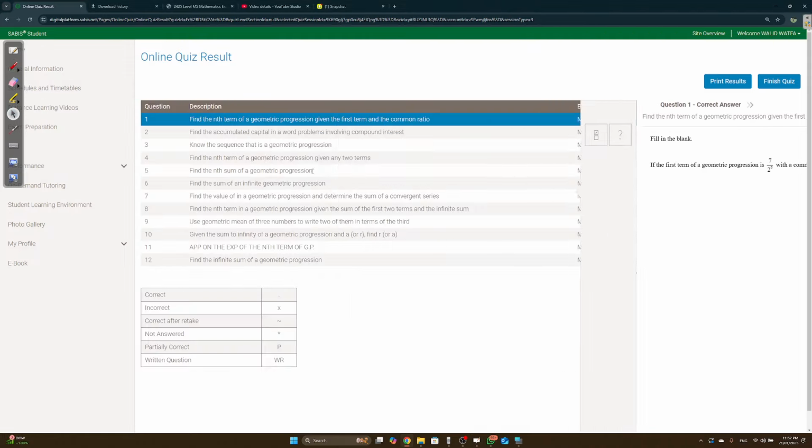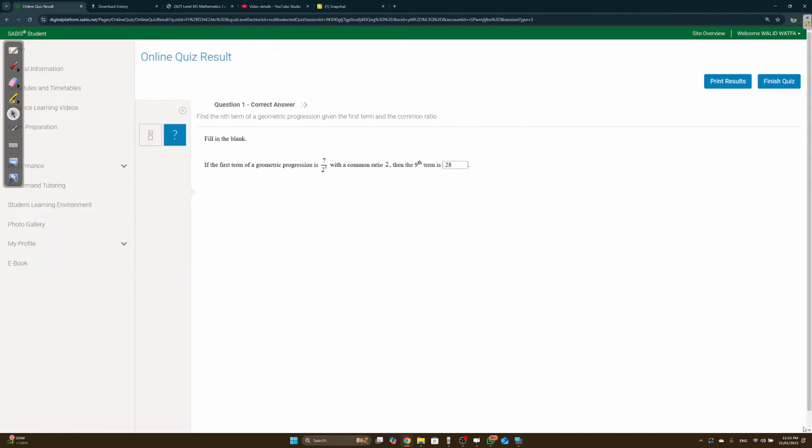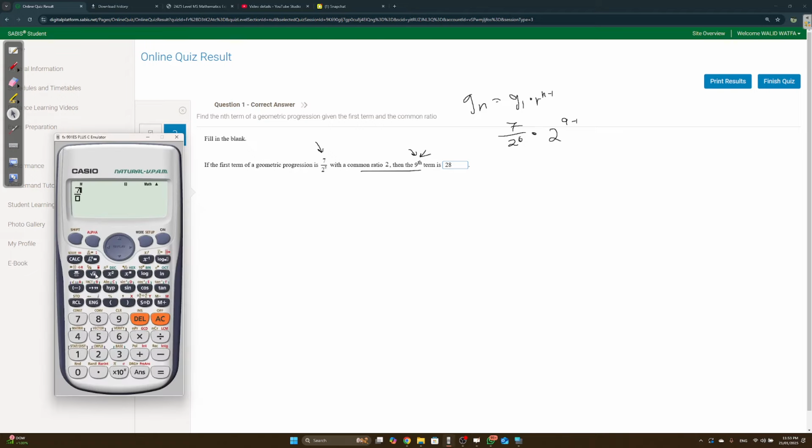Okay, 6.3 geometric progression. It's 12 questions. It's 11:53. I want to get it over with. The first term of a geometric progression is 7 over 2 to the power of 6 with common ratio 2. Then the ninth term is what? You know that any gn is equal to g1 times r to the power of n minus 1. So g1 is 7 over 2 to the 6 times r, which is 2, to the power of 9 minus 1. Do it on your calculator. 7 over 2 to the power of 6 times 2 to the power of 8.